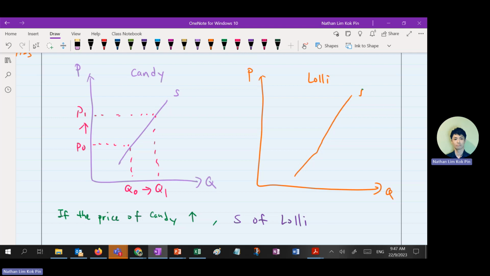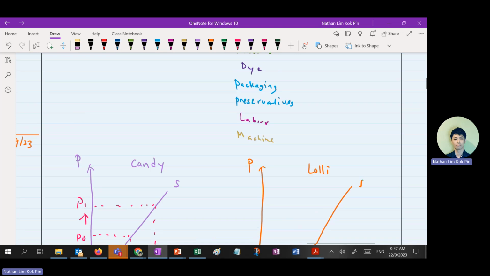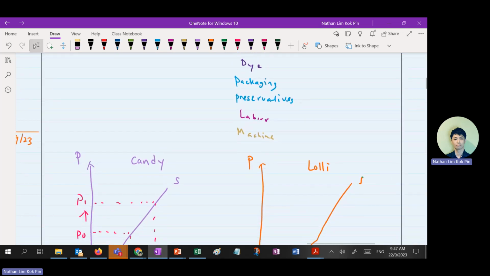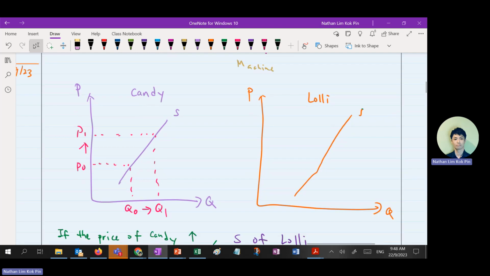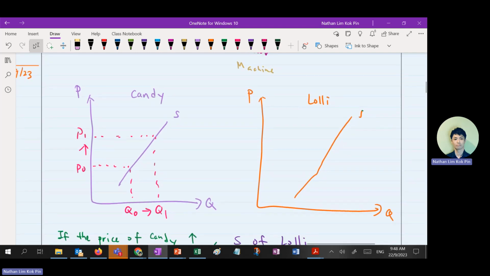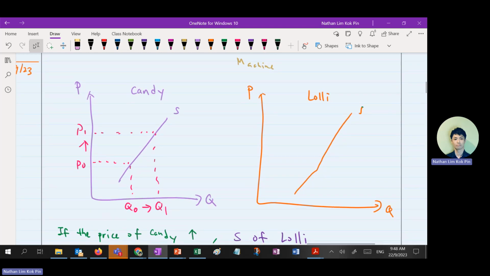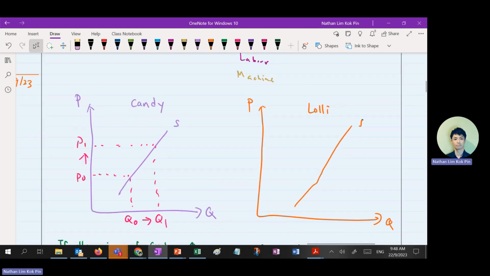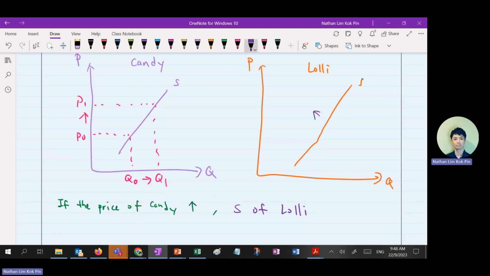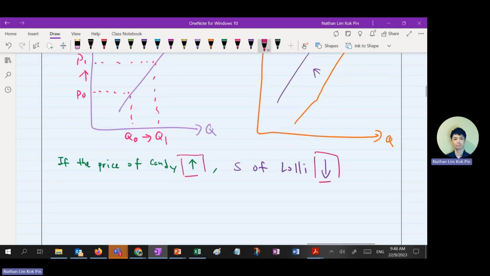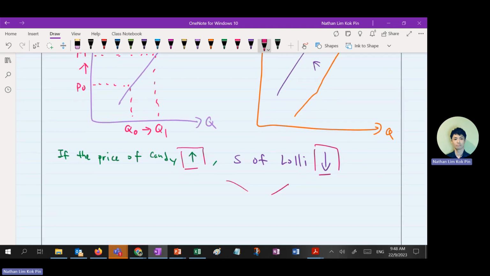No, for substitutes, if I use all the resources to produce candy, because candy is now more profitable, supply of lolly will decrease. Because I use all the sugar, all the flavors, all the dye, all the packaging, all the preservatives, all the labels, all the machines to produce candy. Now candy is more profitable, so I will have less sugar, fewer resources, fewer machines to produce lolly. So supply will shift to the left. Supply of lolly decreases. Look at the direction. One is increase, one is decrease. So they have a negative relationship.